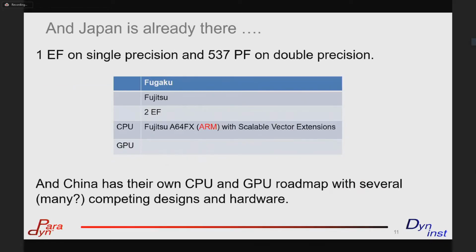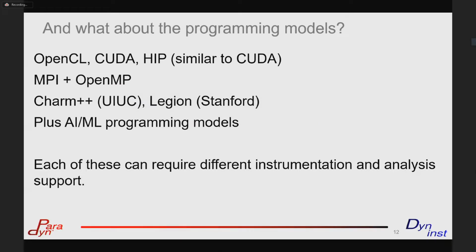Of course, in Japan, there's a great exaflop single precision machine, about a half petaflop, and that's using ARM with the SVE extension, so that's again different. China has its own roadmap with their own processors. Some of them are derived from our processors, some of them quite different. So if we're trying to develop tools and we're an international community, there's a lot of variations there.